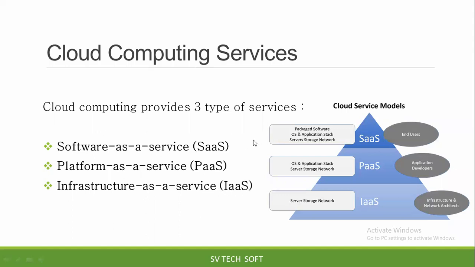The services are classified into three types: SaaS, PaaS, IaaS. SaaS is software as a service. PaaS is platform as a service. IaaS is infrastructure as a service. SaaS covers all software. PaaS covers the operating system. IaaS covers any storage-related software or network-related things; they are stored under IaaS.